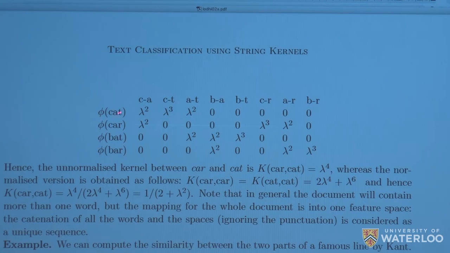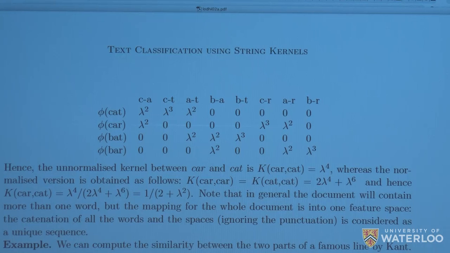Now I'm going to map every word. More generally, it could be every sentence, or every document, so any string. I can map it into a new feature space that corresponds to whether that string contains the subsequence CA. If the answer is yes, there's going to be a non-zero value, and if the answer is no, there's a zero value. So for every subsequence I'm going to have a corresponding feature, and when I apply my mapping phi, it returns 0 if the subsequence is not present, and something positive if the subsequence is present.